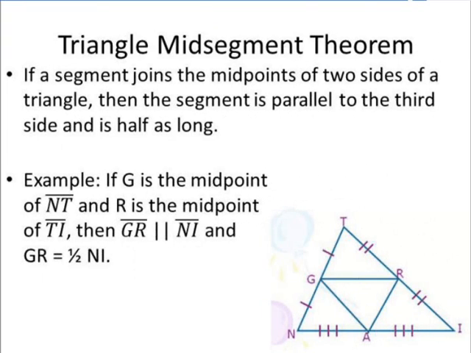The triangle midsegment theorem says if a segment joins the midpoints of two sides of a triangle, then the segment is parallel to the third side and is half as long. So, if G is the midpoint of NT, which it is, and R is the midpoint of TI, which it is, what we're saying is that GR is parallel to NI, and however much NI is, GR is half of that. So if this were 10, that would be 5; 20, 10; 100, 50, whatever. So they're parallel and it's half the length.